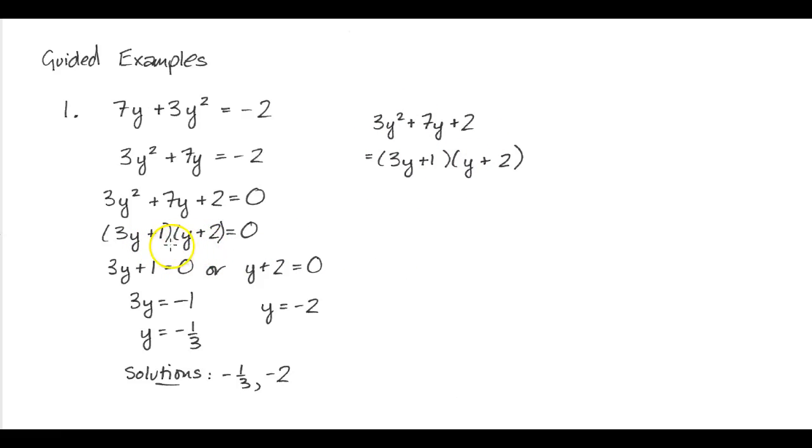Now we can use the zero factor property. Either 3y plus 1 equals 0 or y plus 2 equals 0. Here we're solving linear equations. We can subtract 1 from both sides and get 3y equal to negative 1, and then divide both sides by 3, so y is equal to negative 1/3. The equation to the right of the OR is y plus 2 equals 0. We can subtract 2 from both sides, so y equals negative 2. So the solutions turn out to be negative 1/3 and negative 2.